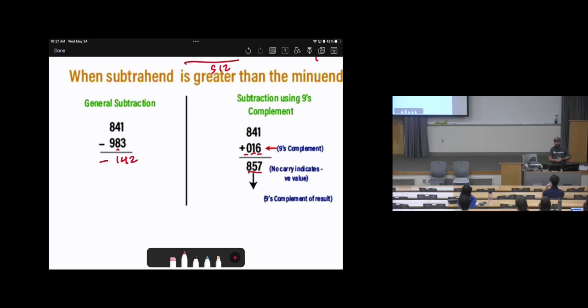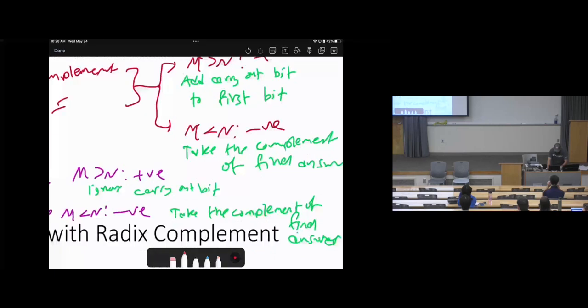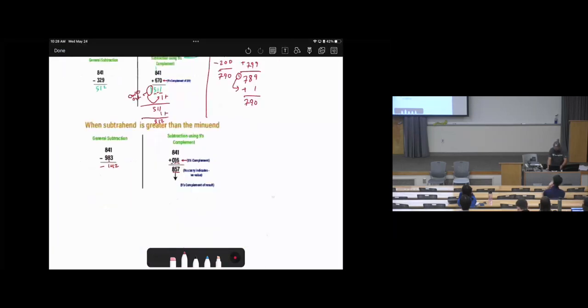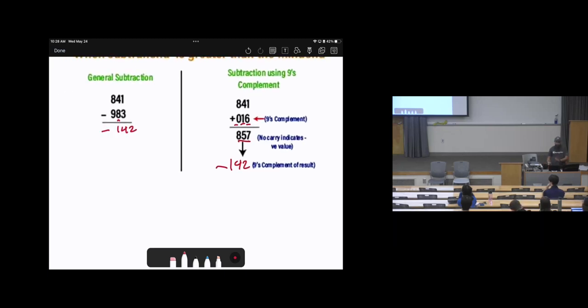How to add the negative sign? Find the complement of this part. Remember the rule I mentioned: if it's negative, take the complements of the final answer and put the negative sign. So what should I do? Take the complement of this number. 9 minus 7, 2. 9 minus 5, 4. 9 minus 8, 1. Put negative sign. Is this the same as this one? Yes. Then problem done. Clear?